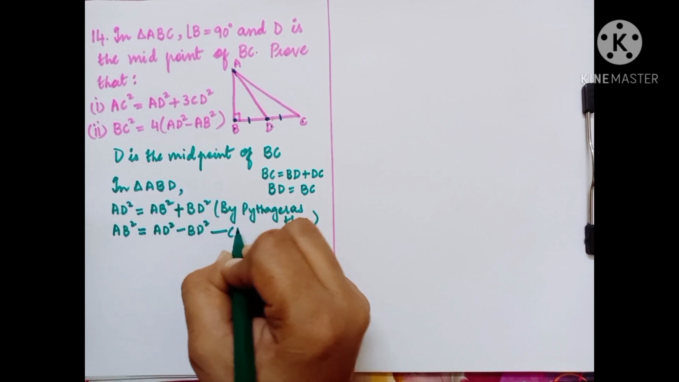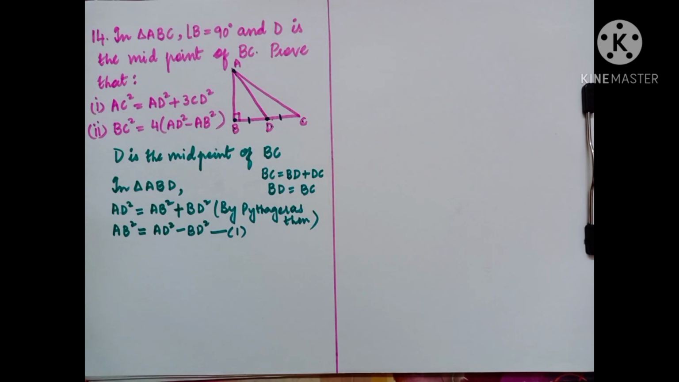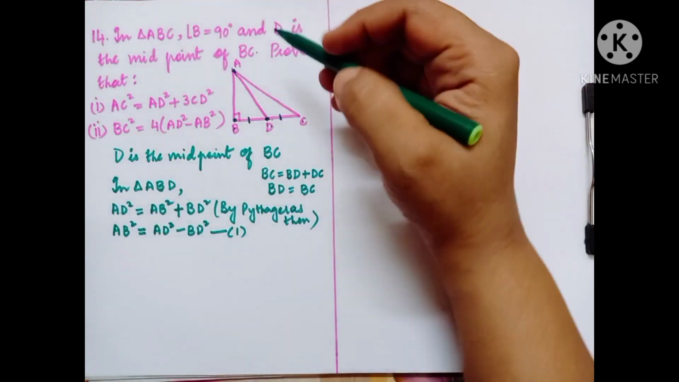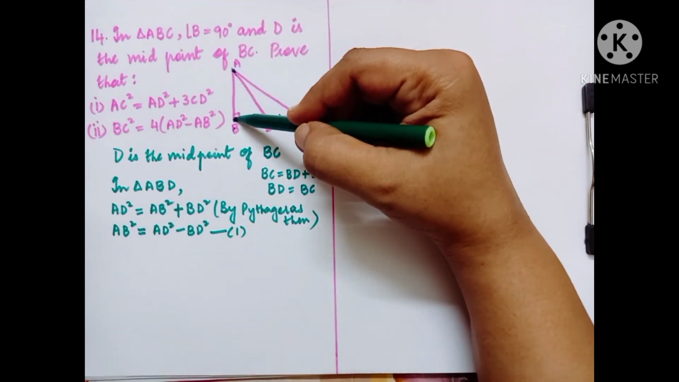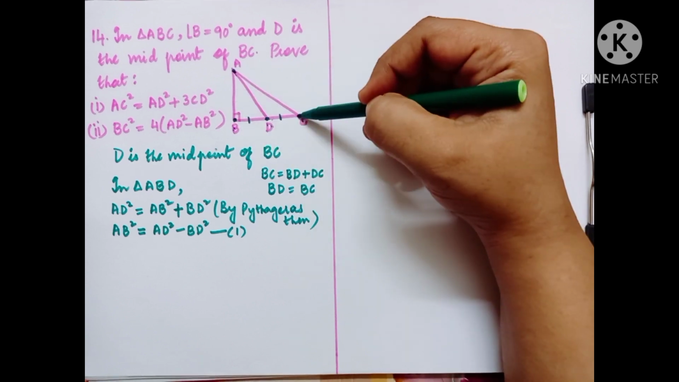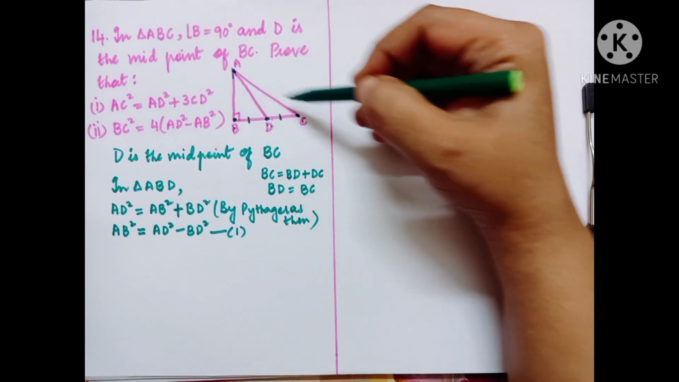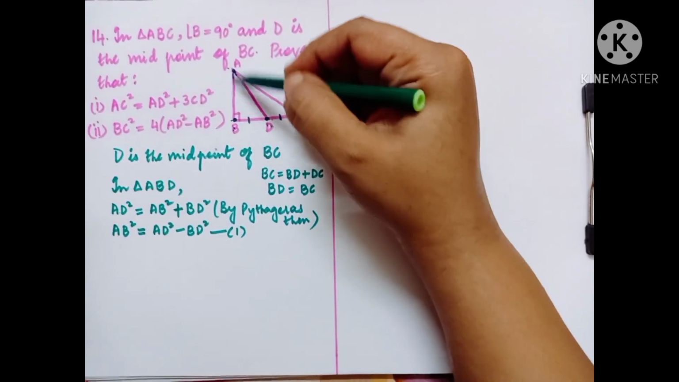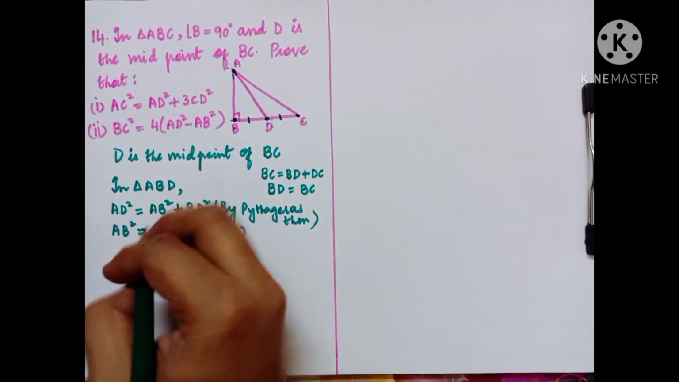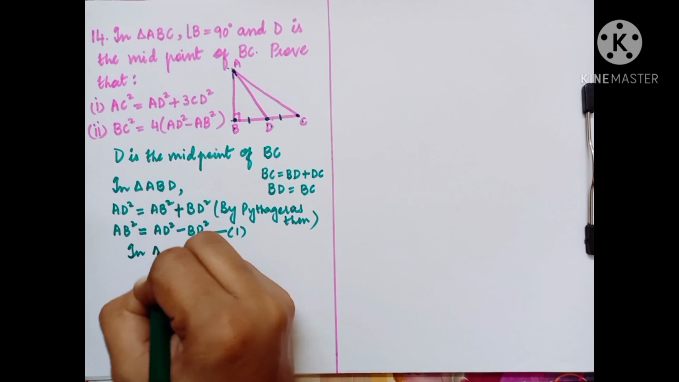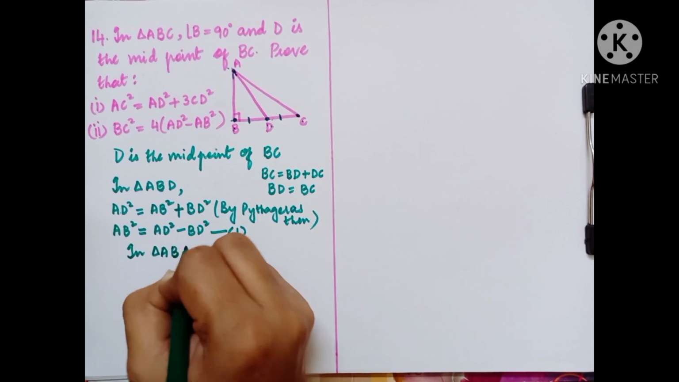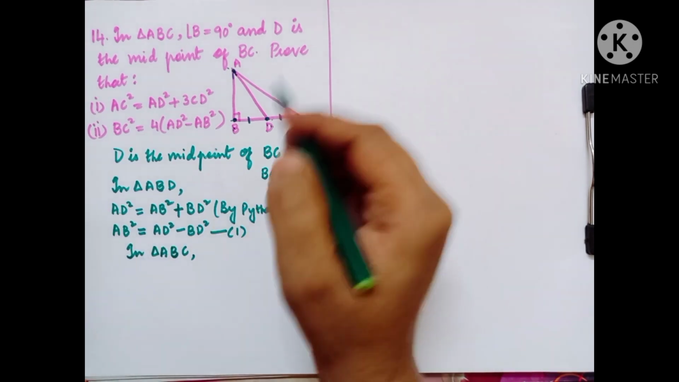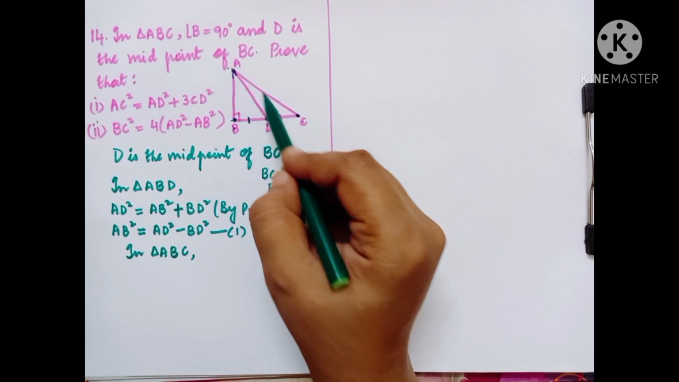Let us assume this as equation 1. So now let us take the triangle ABC. You have taken first ABD, and now let us take ABC. Now let us see what we will get in triangle ABC. Again let us apply the Pythagoras theorem.